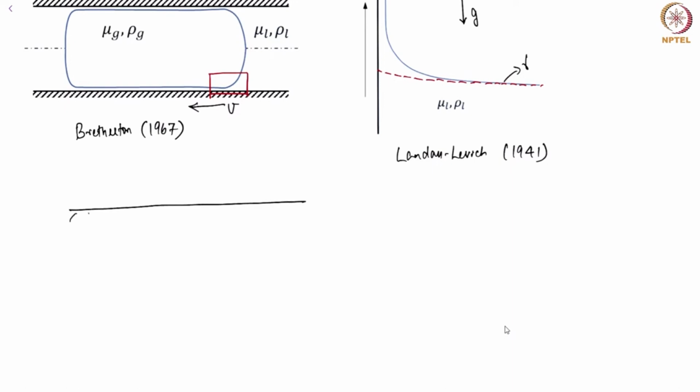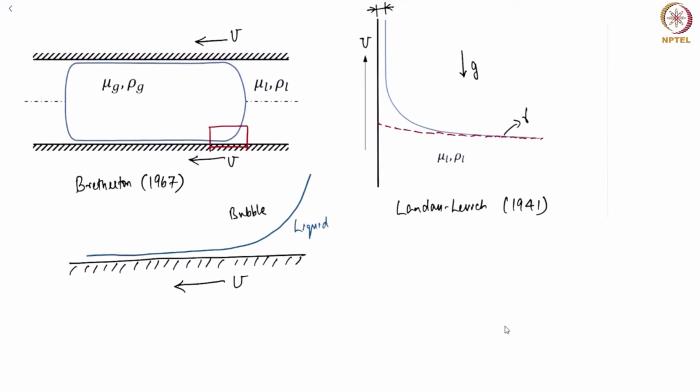So you have the plate here. This is the surface of the tube. It's moving to the left in my figure. And then now you have the meniscus. That's the shape of the bubble. This is the bubble here. This is the liquid. And note that this problem is strikingly similar to the Landau-Levich flow. The only difference is that the figure has to be rotated by 90 degrees.